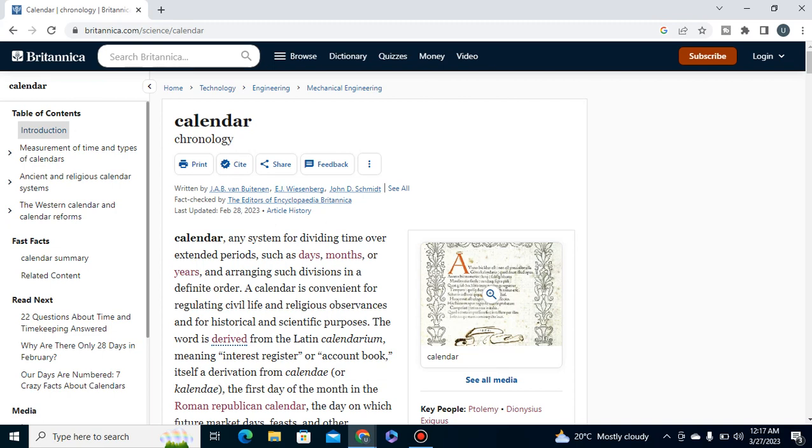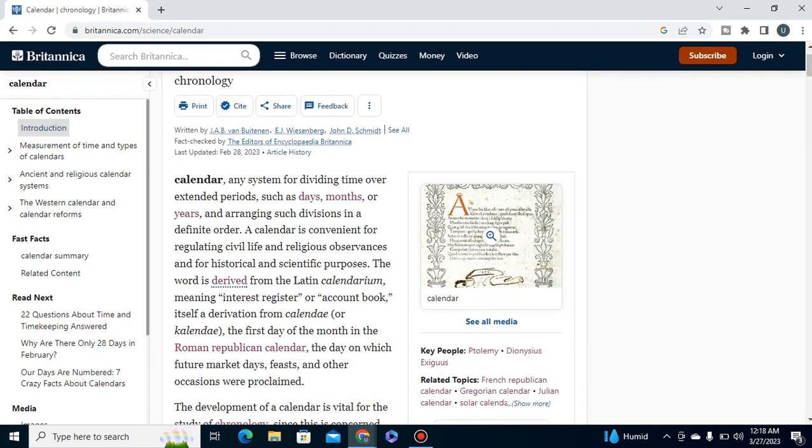The word is derived from the Latin calendarium, meaning interest register or account book, itself a derivation from calendae, the first day of the month in the Roman Republican calendar, the day on which future market days, feasts and other occasions were proclaimed.